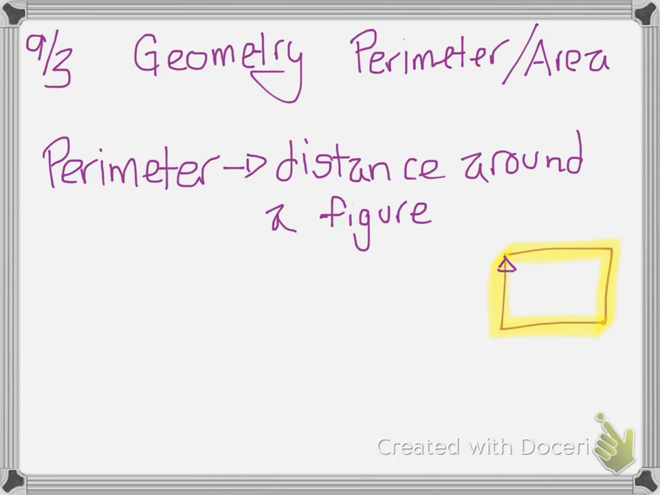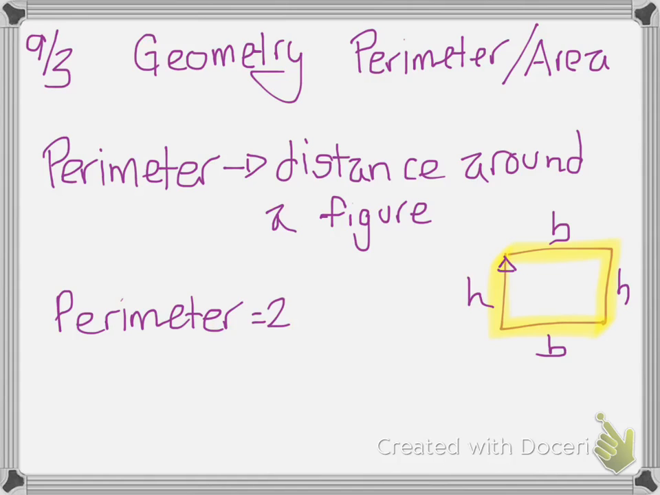The formula for the perimeter of a rectangle is two bases plus two heights. Same thing works with a square, except your base is your height, so it'll be two sides and two tops and bottoms, or a total of four sides. So that's perimeter in a nutshell.